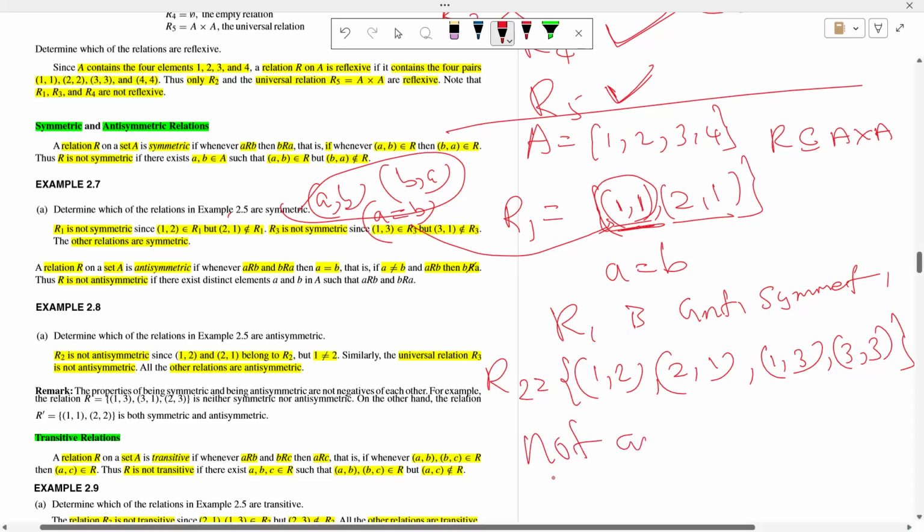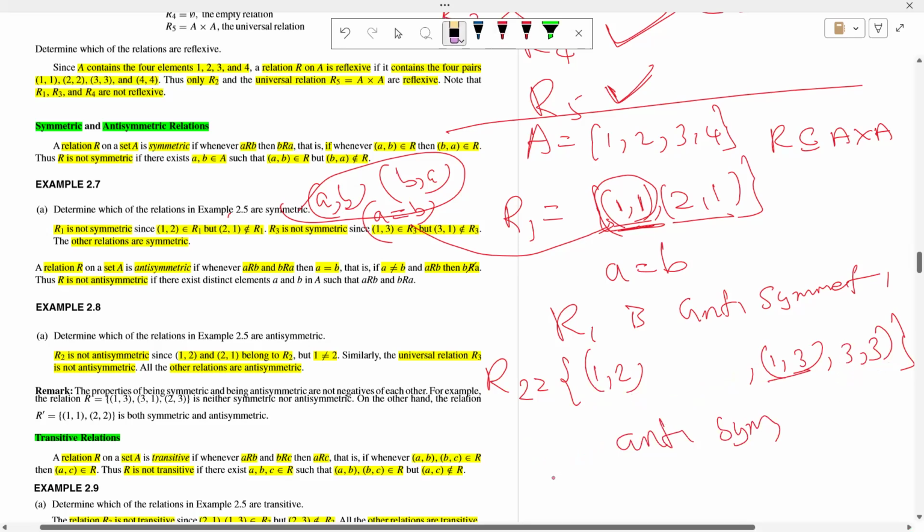This is not antisymmetric, right? Why? I already told you: if you have 1 comma 2 and 2 comma 1 is also available, this is not antisymmetric. If I remove this one, now this is antisymmetric. Why? Here 1 comma 2 is there, but there is no 2 comma 1. The next element is 1 comma 3, but there is no 3 comma 1. Only 3 comma 3 is there, right?